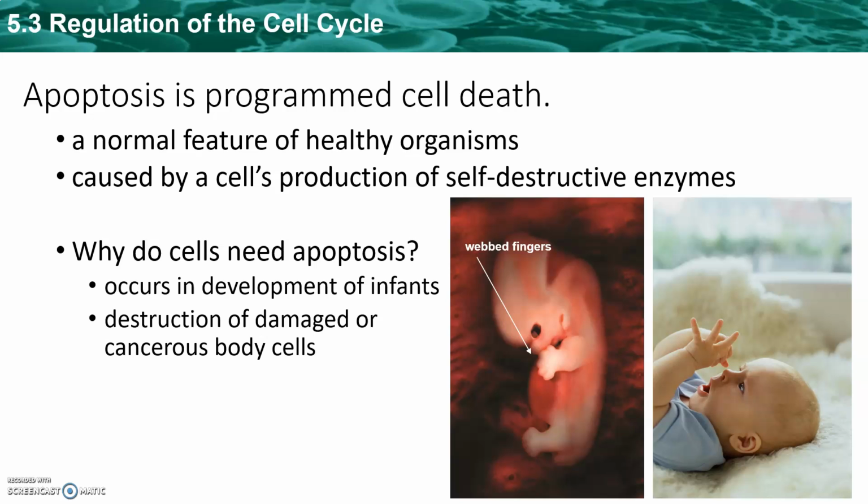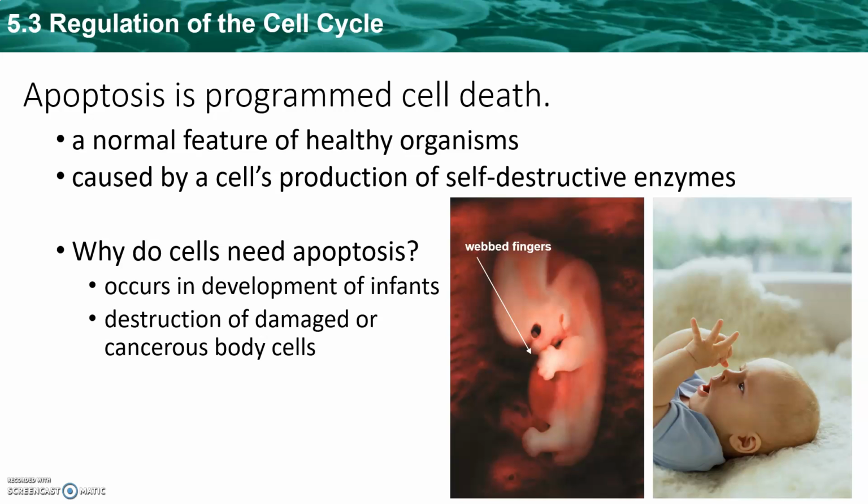So what can your body actually do about it? Well, first of all, there's a process called apoptosis. Apoptosis is programmed cell death. It is a normal feature of healthy organisms, and it's one of the major safeguards that we have against having these damaged cells take over our body. And the way it works is a cell that senses that it's no longer functioning correctly can actually produce an excess amount of these self-destructive enzymes and use those enzymes to digest itself.